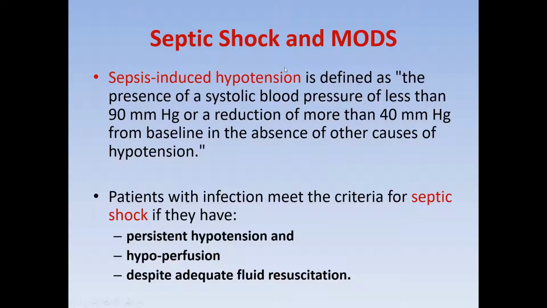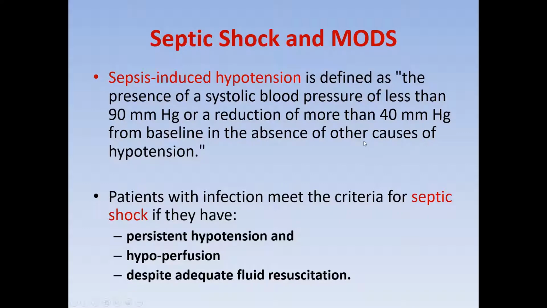So septic shock is sepsis-induced hypotension and is defined as the presence of systolic blood pressure of less than 90, but in the recent criteria, it is less than 100. 90 millimeter Hg or a reduction of more than 40 millimeter mercury from the baseline. So either less than 90 or reduction of more than 40 if you know the baseline beforehand.